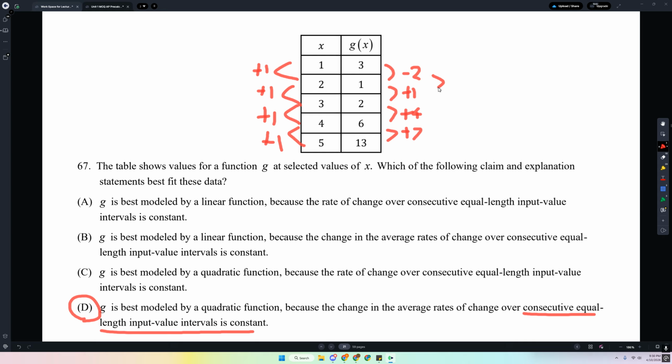So we're going to do one more. Because if we remember, quadratics is the change in the average rates of change are constant. So we're going to do one more. So -2, 1 is 3, +3, +3, and +3. So now we know it's quadratic. Or the second order difference is, because the second order difference are constant, it's a quadratic is another way to say this.